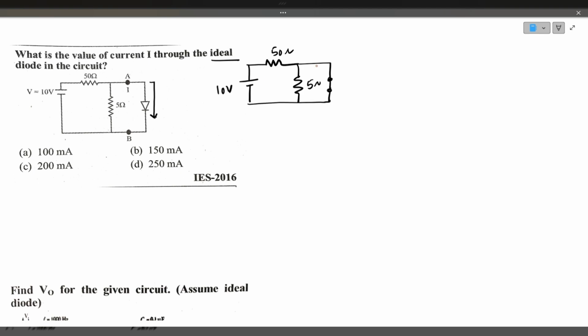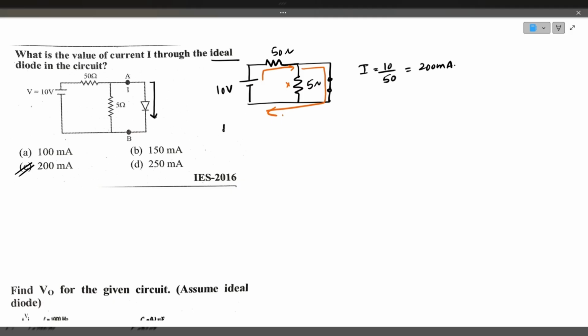Okay, so whatever current comes here will not enter the 5 ohm resistor. It will directly pass through this short circuit. So the current I is equal to 10 divided by 50, which is equal to 200 milliamps. So the answer is option C.